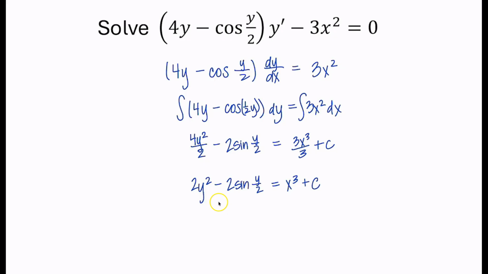Now here, we are not going to attempt to solve to write y explicitly as a function of x. So hopefully we can see here how complicated even attempting that would be, if that's even possible, because we have y squared and sine of y over 2. So we'll just leave our general solution like this.